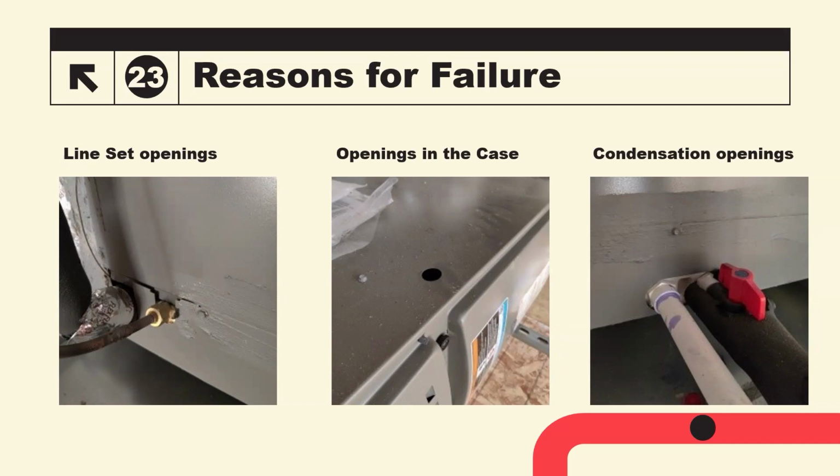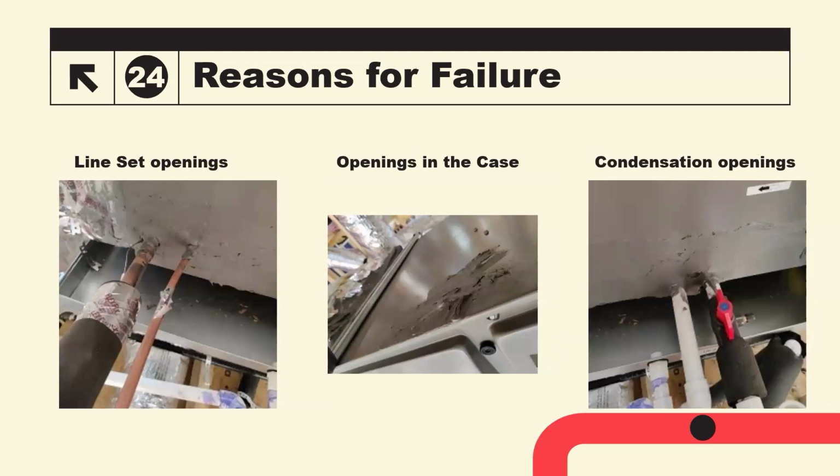And as we talked about before, manufacturers supply grommets and gaskets for these, but a lot of times they're either thrown away, or they didn't make it to the job site to begin with. So the way to fix that is you need to put mastic on those areas, kind of like this. So line set openings, mastic; openings in the case, mastic or tape; and then condensation openings, mastic for that.